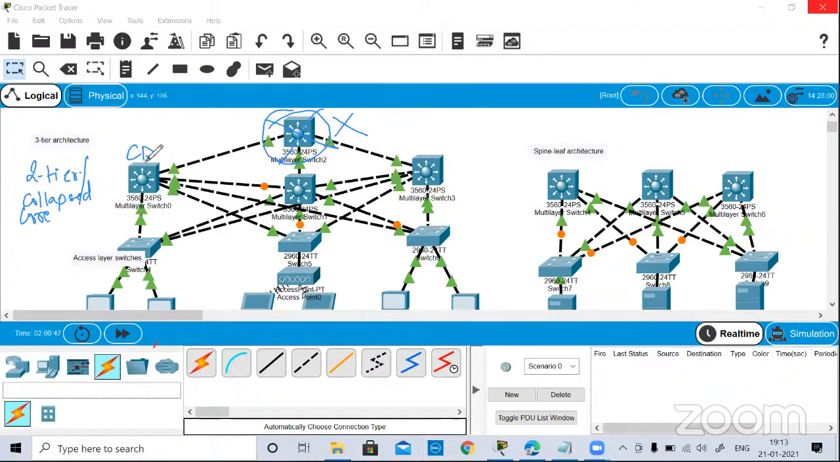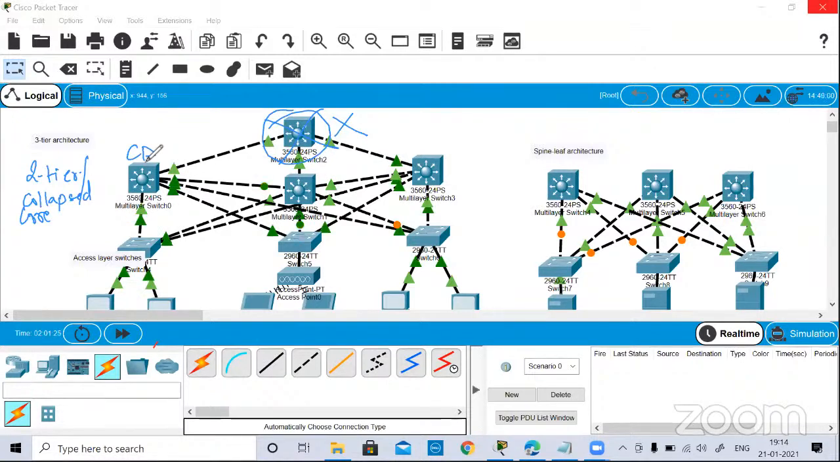Just understand one thing, guys: when we are talking about access layer, distribution layer, or core layer switches, these switches are very expensive because they give you good bandwidth. The distribution and core layer switches support both routing as well as switching. So they are not as cheap as the access layer switches. If your network design is very small, we better go for a two-tier architecture where the collapsed core and distribution act as the same. People used to follow this two-tier and three-tier network design a lot.